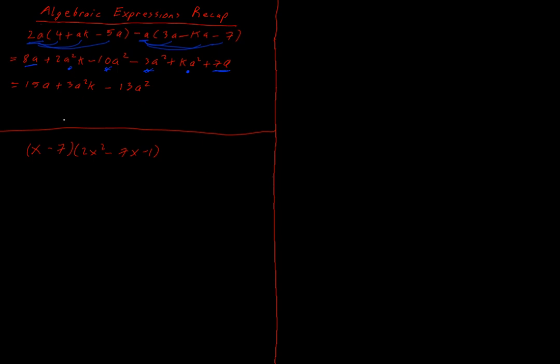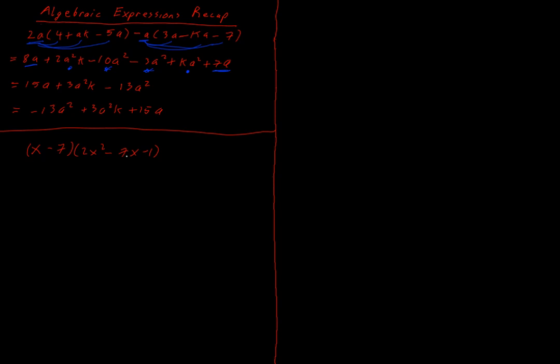Now, in pretty much all circumstances, we're going to write the highest power first. There's a bit of ambiguity here, but I'm going to start with minus 13a squared plus 3a squared k plus 15a, going from highest order or highest power down to lowest. And it's a very good habit to be in for doing our problems. It will help us a lot in the long run.